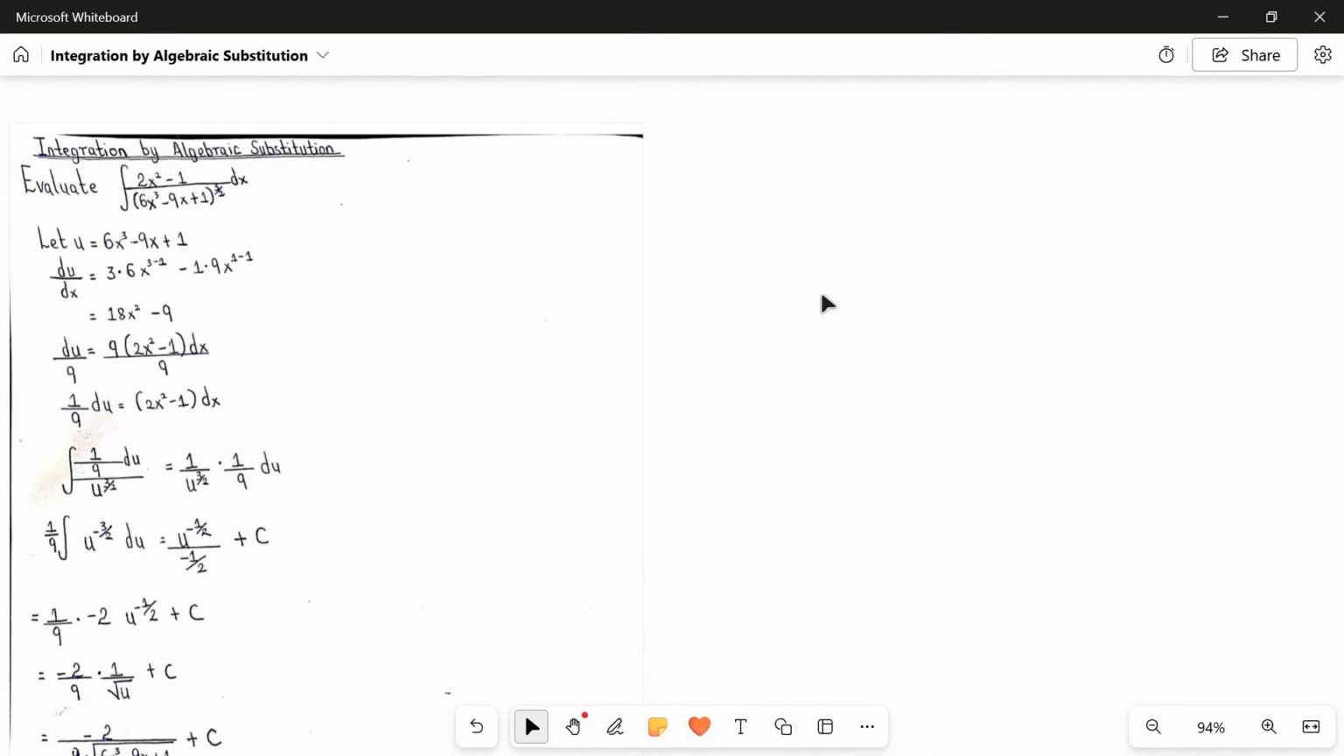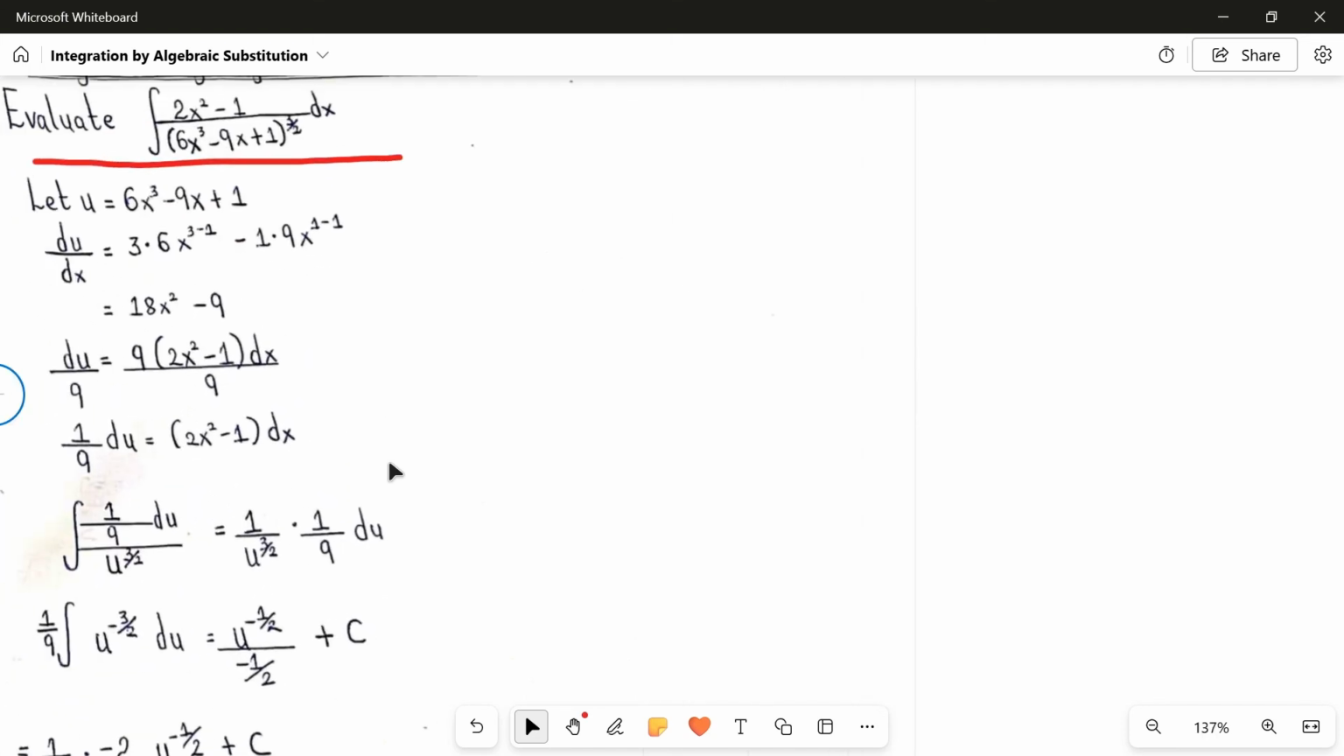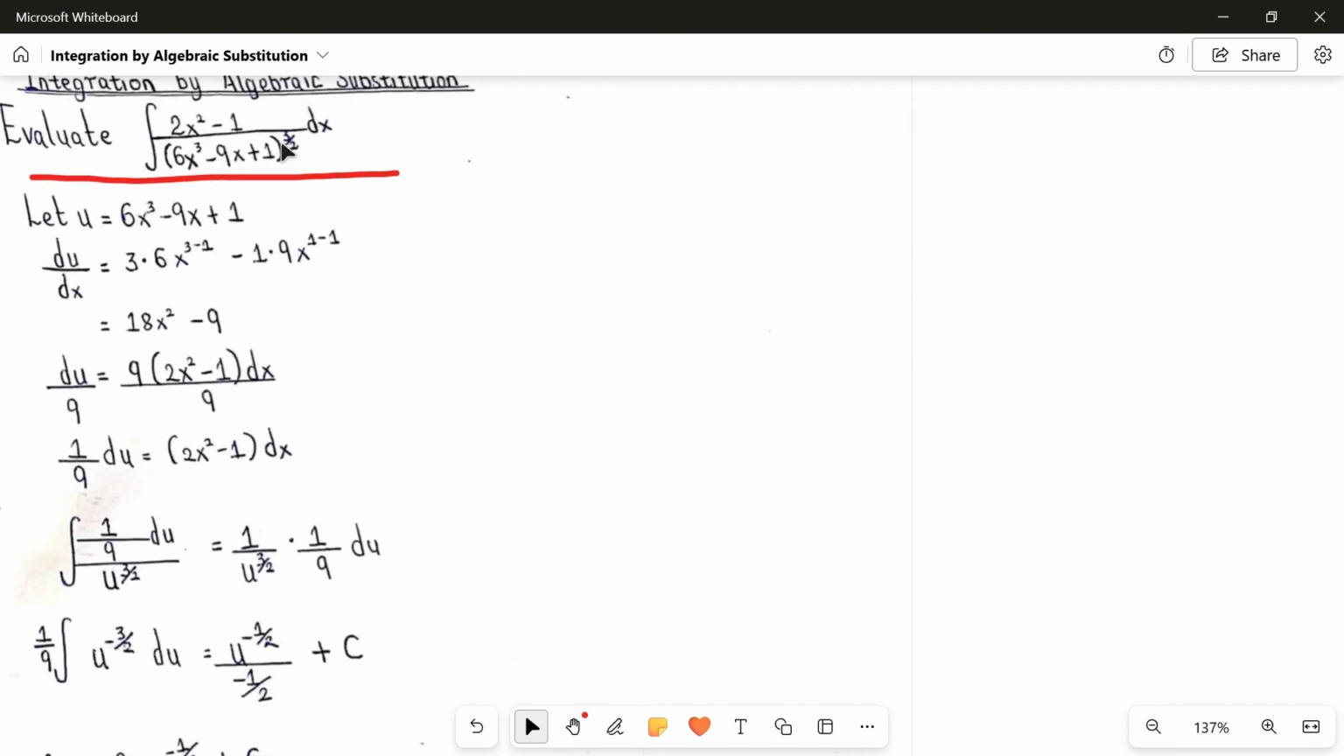Today I'm going to be talking about integration by algebraic substitution, and we are going to solve this sample problem. So let's begin. When you take a closer look at the denominator, 6x cubed minus 9x plus 1 power 3 over 2, we're going to take what is inside the parentheses and assign it to u. So let u be equivalent to 6x cubed minus 9x plus 1.